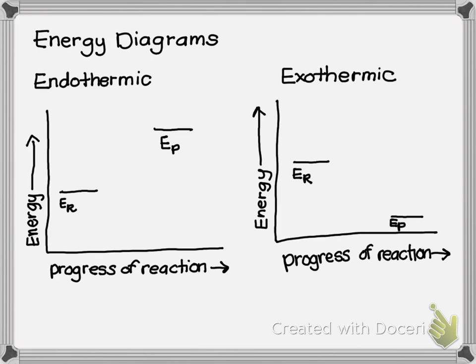Okay, so I think of energy diagrams kind of like a trip. And so remember, for a reaction, we were talking a little bit about collision theory, that in order for a reaction to occur, when the reactants collide, there has to be two things. They have to have enough energy, and then they have to have a favorable orientation.